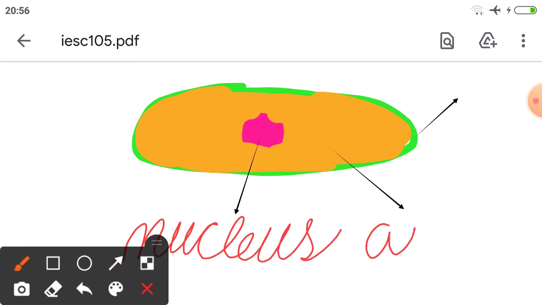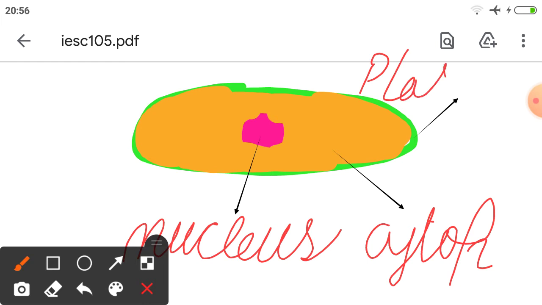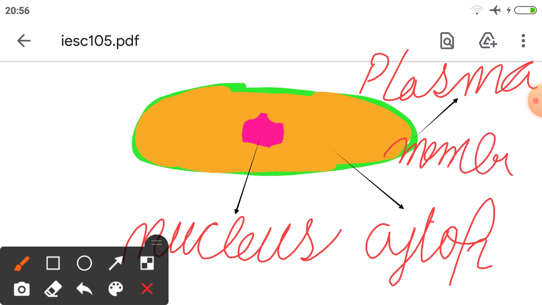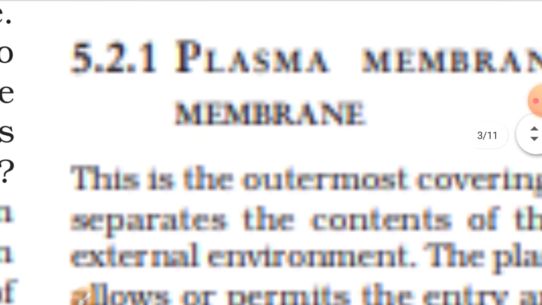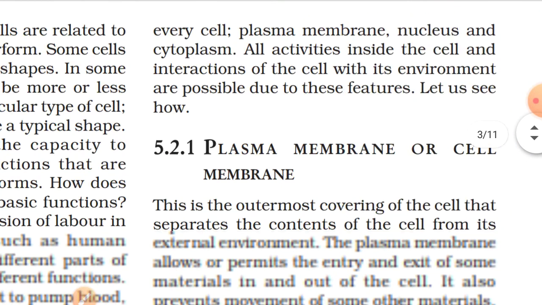This is cytoplasm. And this is plasma membrane. Okay, so every cell has these three components. So we are going to read about all of them in detail.